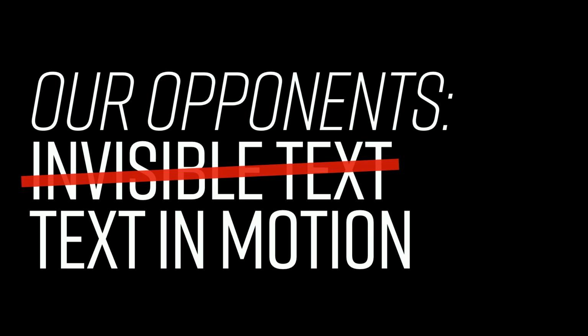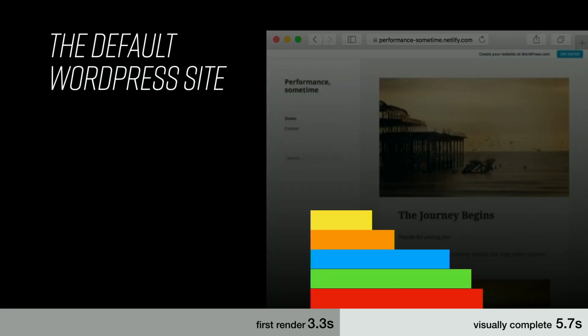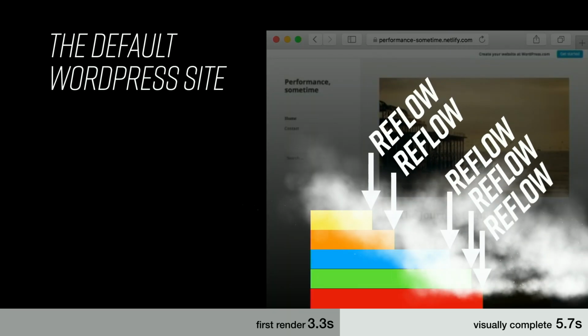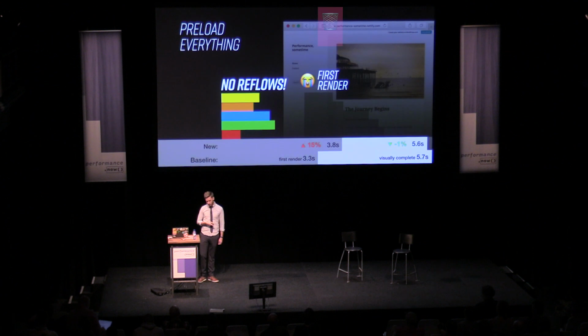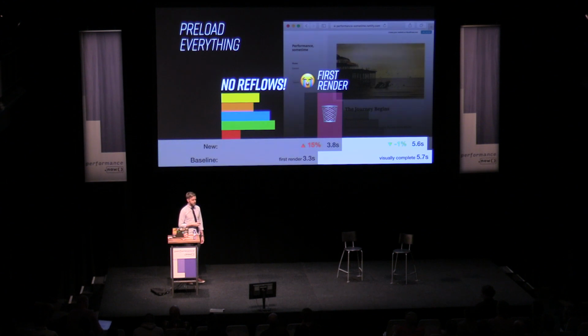Our opponents up front, invisible text, we eliminated that with the font-display CSS descriptor. That's great, that was pretty easy. But we're trying to fight this text in motion problem. So when a web font loads, it could have a reflow. We have 5 web fonts, so 5 reflows potentially. We tried to preload everything, which was not great for our initial render time, but no reflows. So that was one benefit.